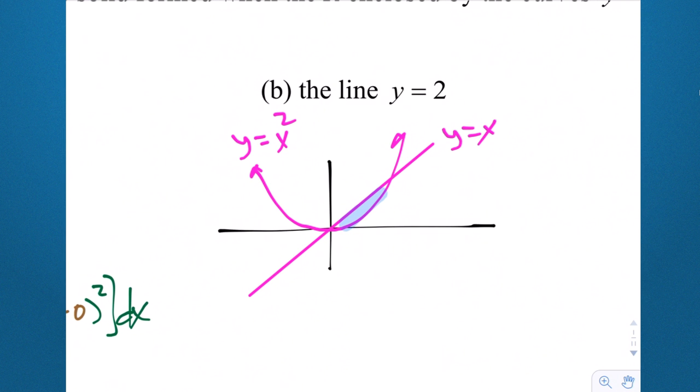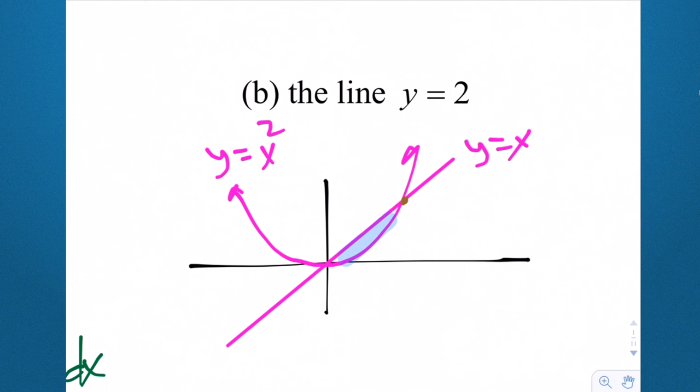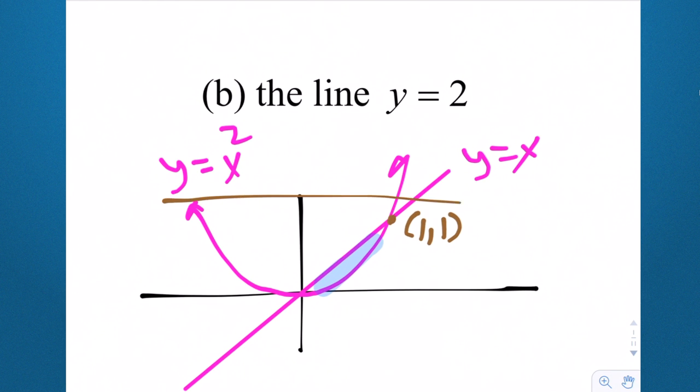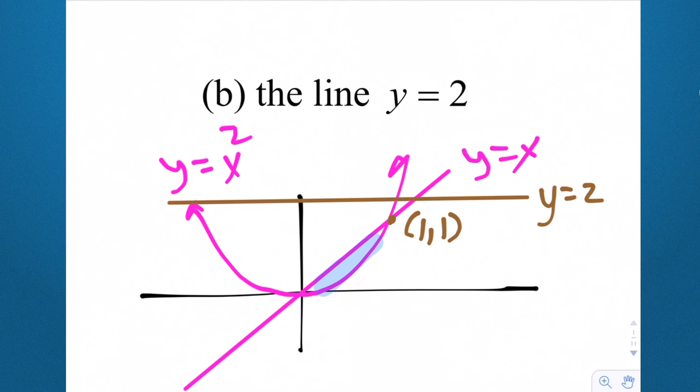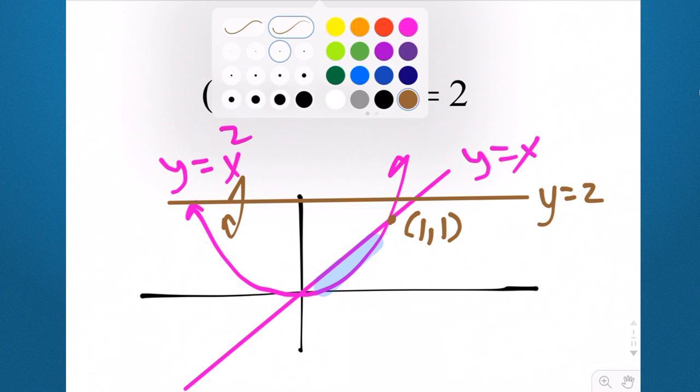Letter B, around the line y equals 2. Well, they intersect right here at 1, 1. So the line y equals 2 is a horizontal line that's up here. Oops, up here. Y equals 2. All right, so again, that's a horizontal line. We have to slice it vertically. That's going to be a perpendicular.